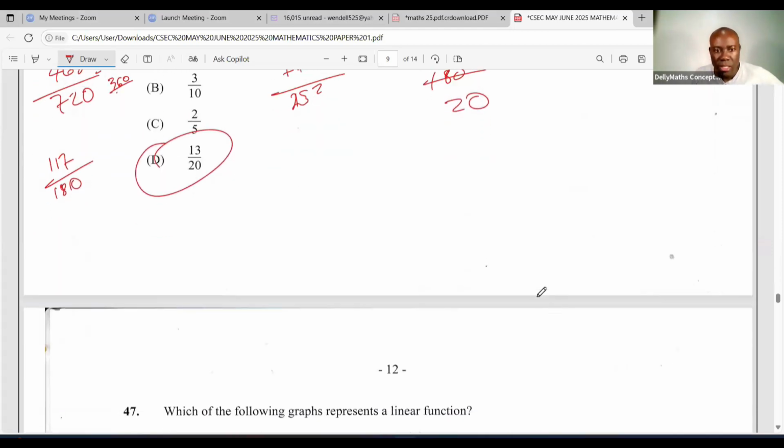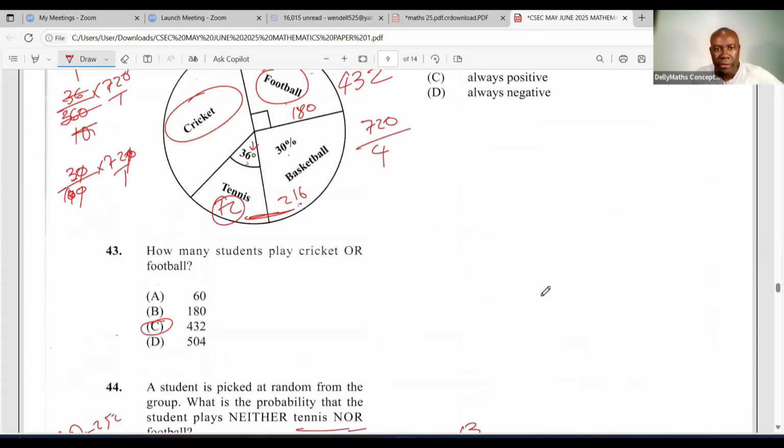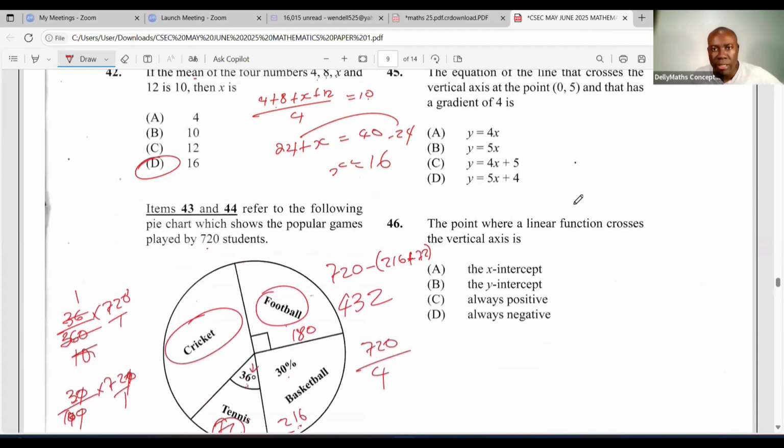They are working you this year. You are being worked this year. Everybody is being worked this year.